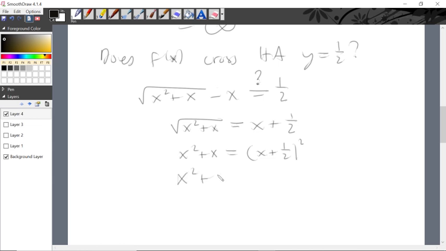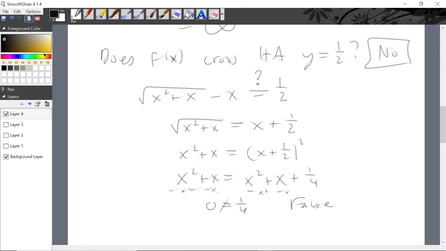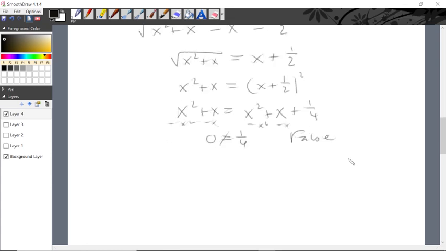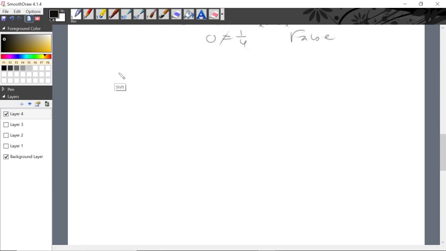So x squared plus x is equal to x squared plus 1/2 x and 1/2 x, which is just x, and 1/2 squared is 1/4. Let's solve this. Subtract x squared from both sides, they cancel. Subtract x from both sides, they cancel. We're left with 0 equals 1/4, but that's false. So the answer to this question here is no. The function does not cross its own horizontal asymptote.